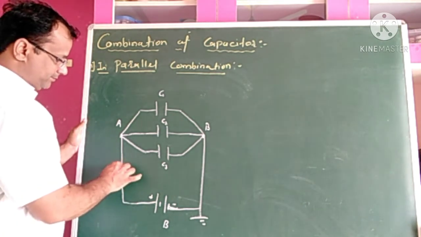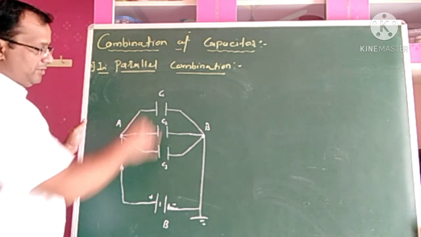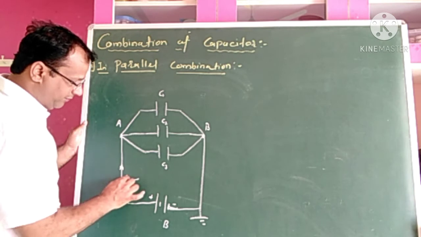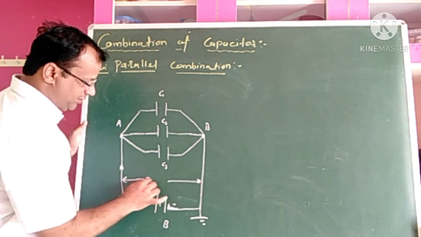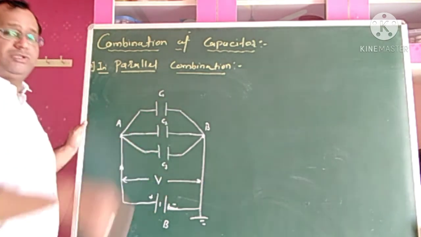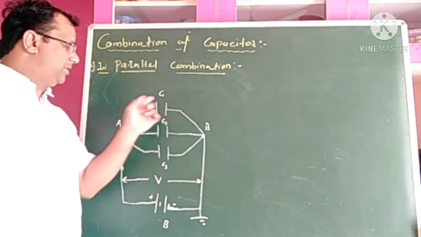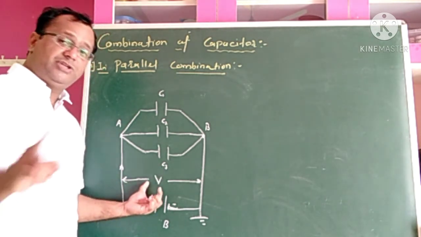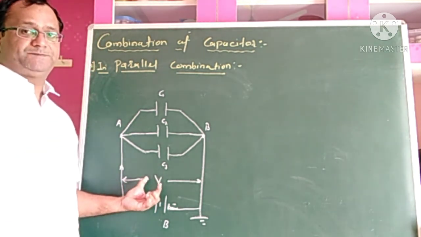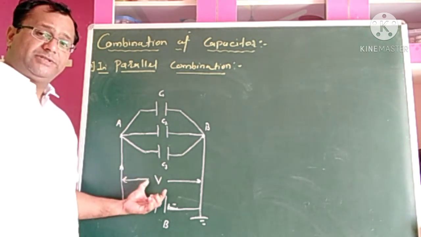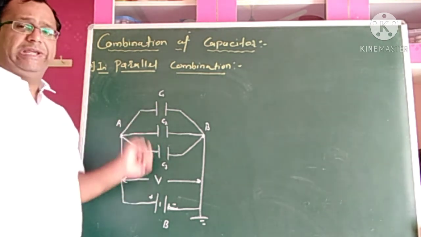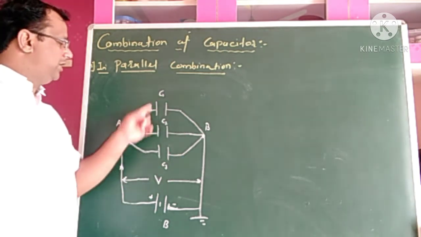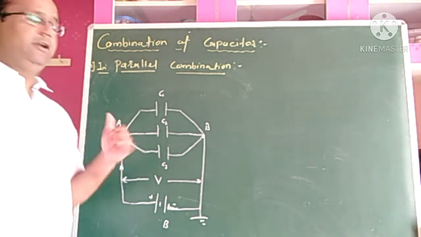Here, what happens? This battery gives the potential, suppose that potential is V. Then in this case the potential drop across each capacitor is the same, because all the capacitors are connected in parallel, and in parallel combination the potential drop is the same. If the potential drop is the same but the current flowing through each capacitor is different, it means that the number of charges deposited on the plates of the capacitors are different.